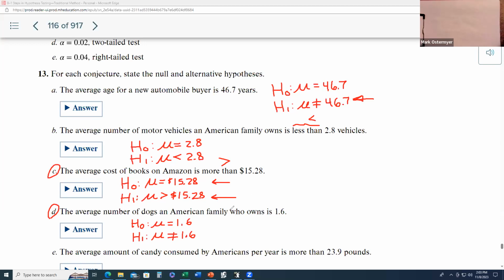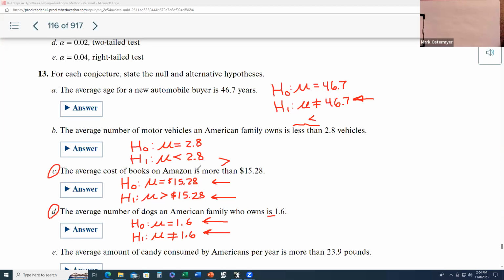Did anybody get those correct? Those hypotheses. Yes. Finally, D, the average number of dogs an American family owns is 1.6. Is means equals. Therefore, that would be our null hypothesis, and our alternative hypothesis would be saying, okay, the mean number of dogs owned is not equal to 1.6. These would be the hypotheses that statement would force us to set up.